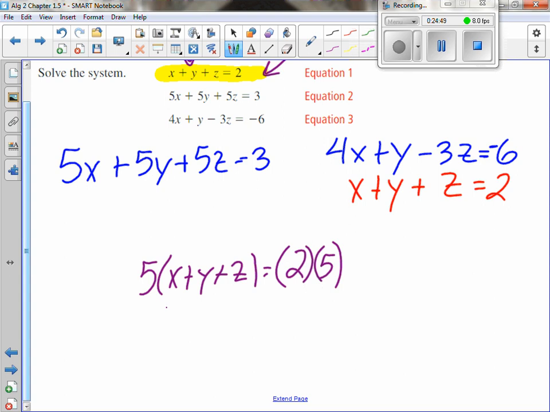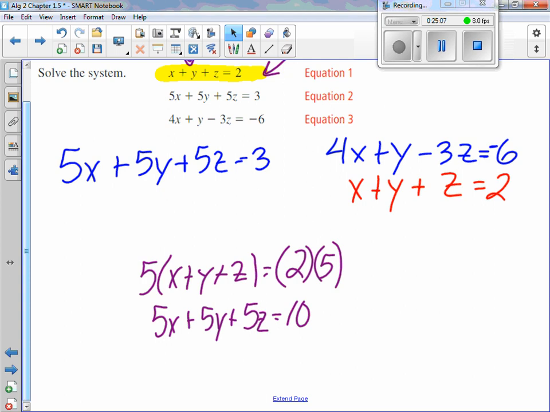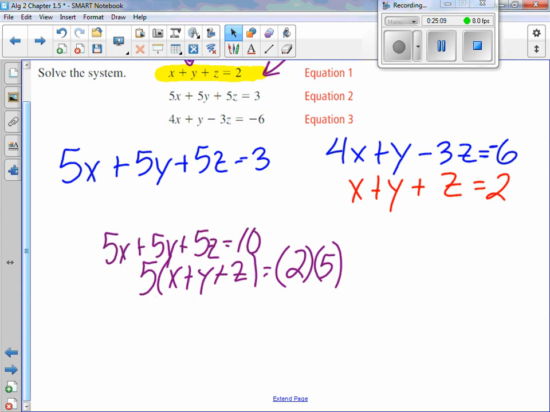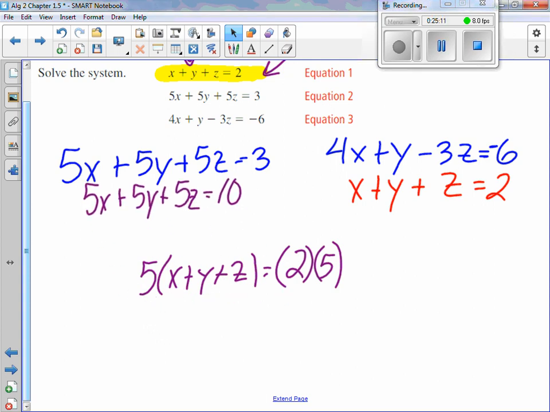Well, 5 times X is 5x. 5 times Y is plus 5y. 5 times Z is plus 5z. Equals 2 times 5 is 10. Any questions on this here? We good with this here? Yes? So what do we do with this? We take it and put it right under this equation here, yes?